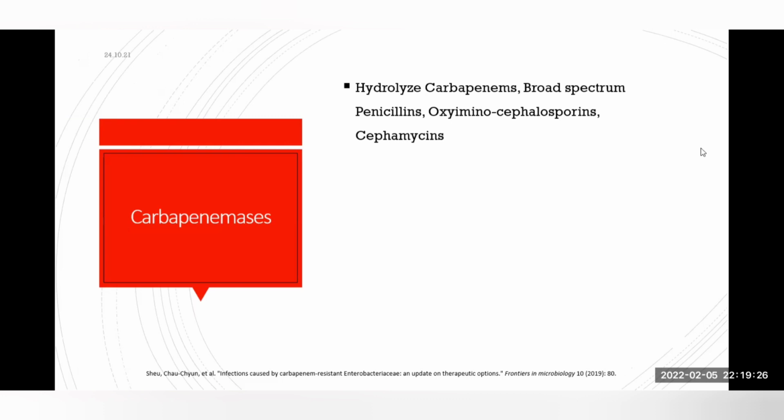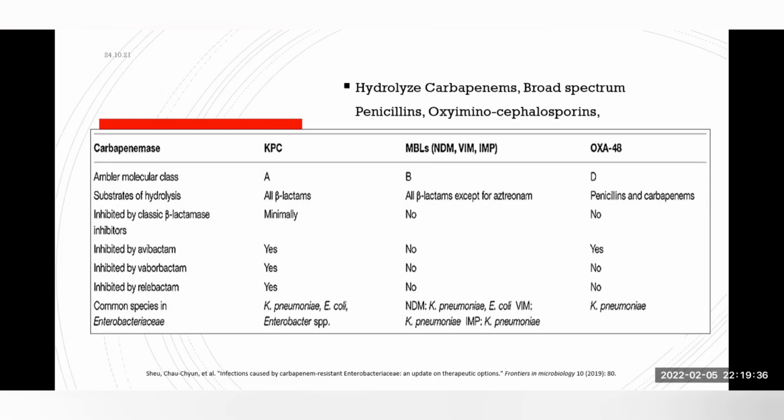So what are these carbapenemases? These are the enzymes which hydrolyze carbapenem, broad spectrum penicillin, all your cephalosporins and your cefamycin. Carbapenemases can be of mainly three types: your KPCs, MBLs and OXA48. Your KPC and OXA48 belong to Ambler class A and D, and these are serine carbapenemases.